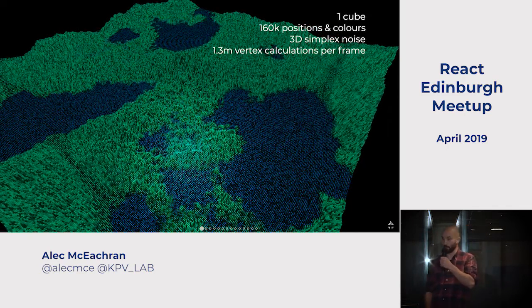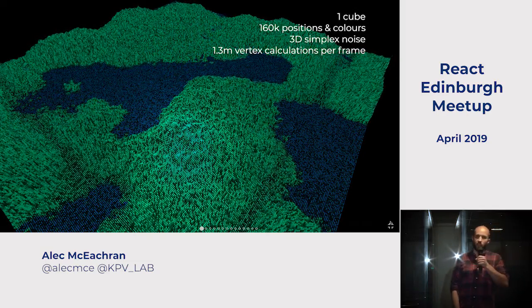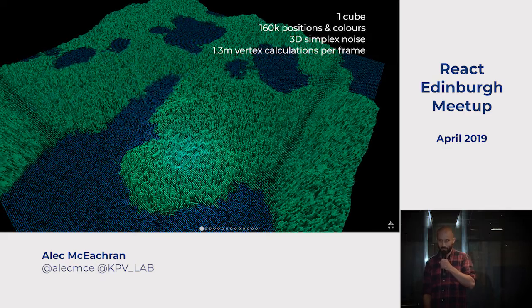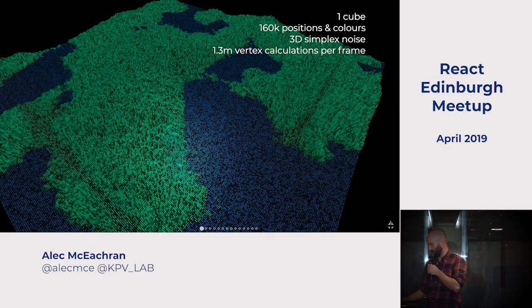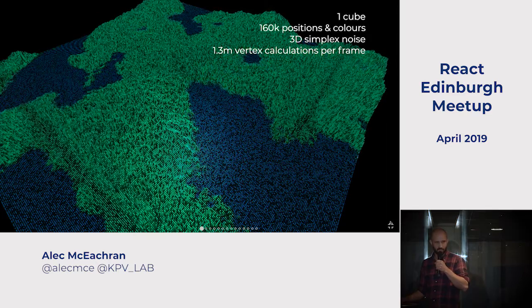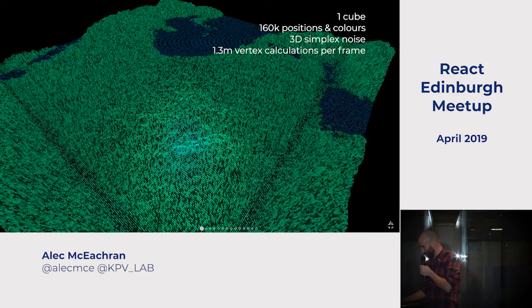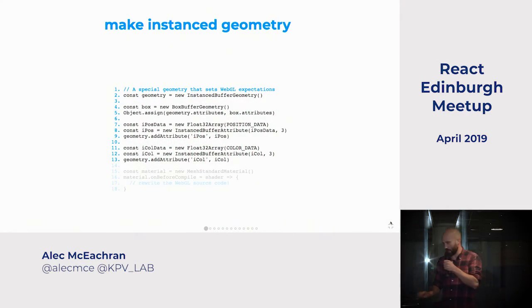This is running 1.3 million vertex calculations a second. Sorry, per frame. So 77 million a second, assuming it's running at 60 frames per second, I think. OK, is everyone going to trust me? OK. So I'll have a look at that.